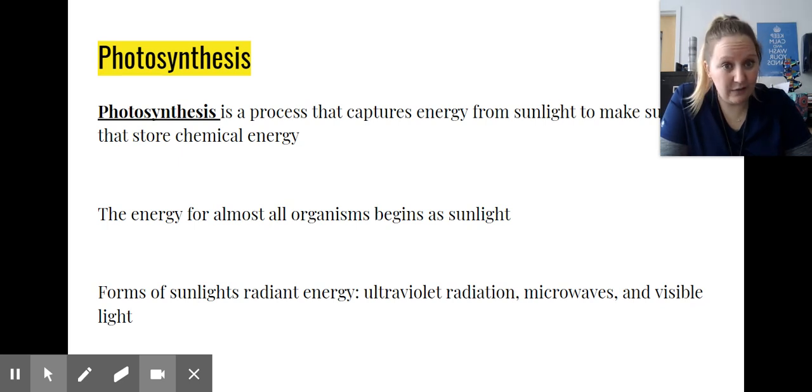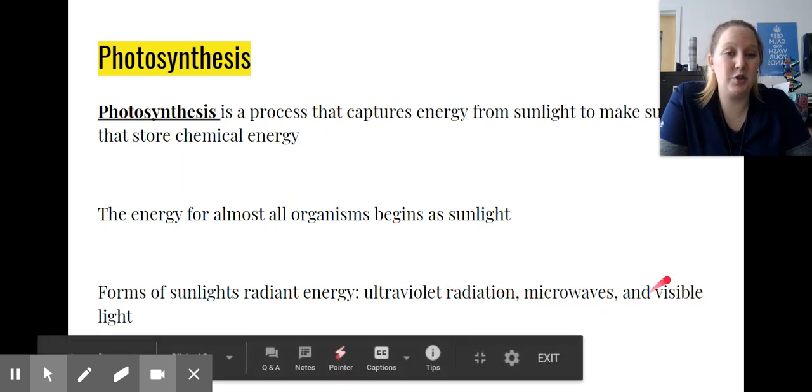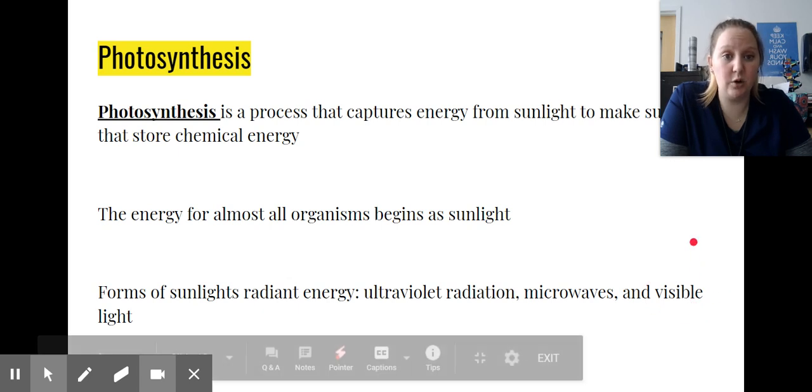Sunlight comes in many different forms: ultraviolet, radiation, microwaves, and visible light. Photosynthetic organisms mostly use the visible light spectrum in order to produce their own food.